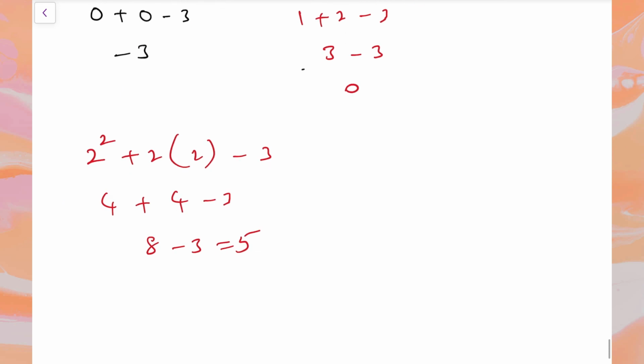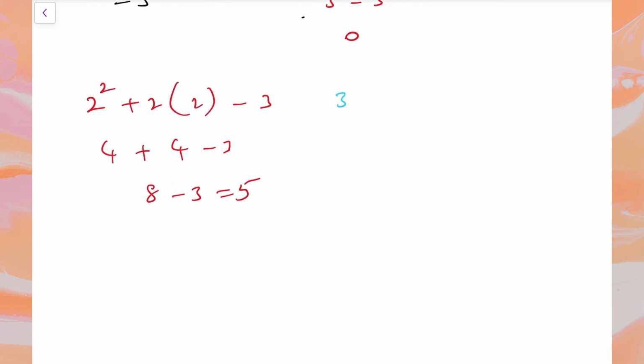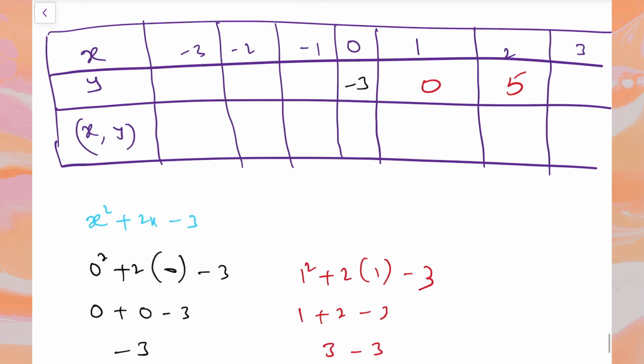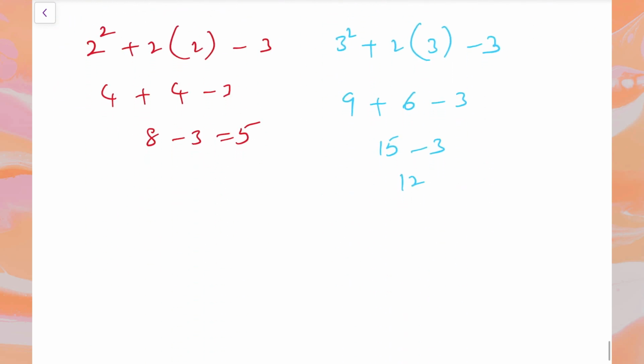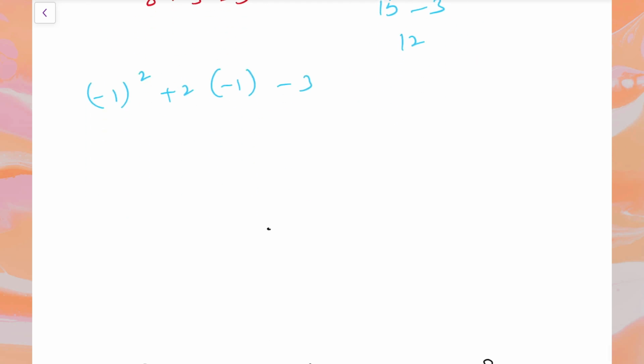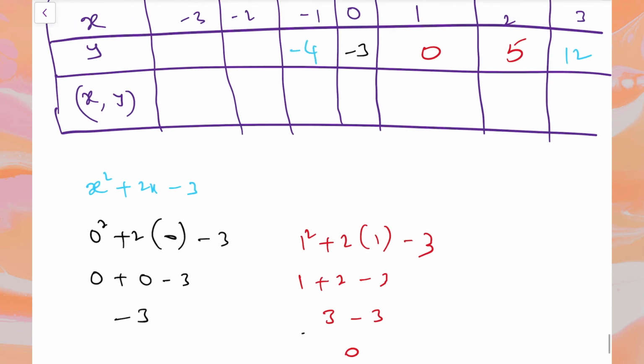Then substituting 3. 3 square plus 2 into 3 minus 3. 3 3s are 9 plus 2 3s are 6 minus 3. 9 plus 6, 15 minus 3, that is 12. So when I substituted 3, I got the answer as 12. Then substituting negative numbers now. First I am going to substitute minus 1. Minus 1 whole square plus 2 into minus 1 minus 3. Minus 1 whole square is plus 1, plus into minus, minus 2 ones are 2, minus 3. 1 minus 2 minus 3 is minus 5. 1 minus 5 is minus 4. So here minus 4.